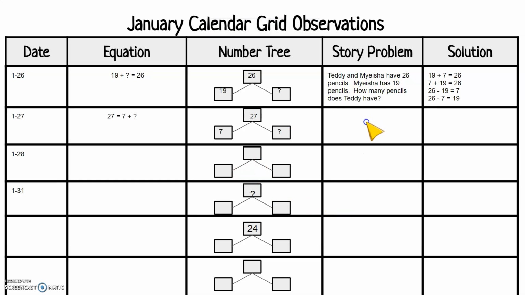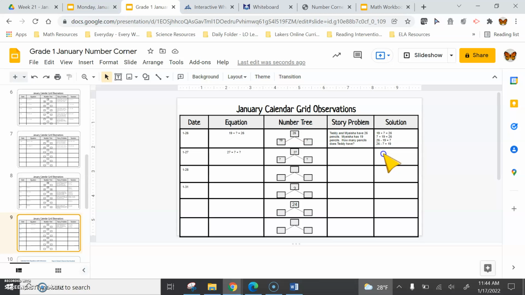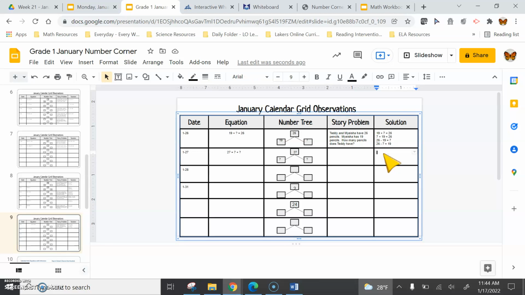What I'd like you to do, All-Stars, is think of a story problem that you could write to explain this, where we have 27 is equal to 7 plus something. You'll have time during the remainder of the Number Corner video after you watch it to write that story problem.